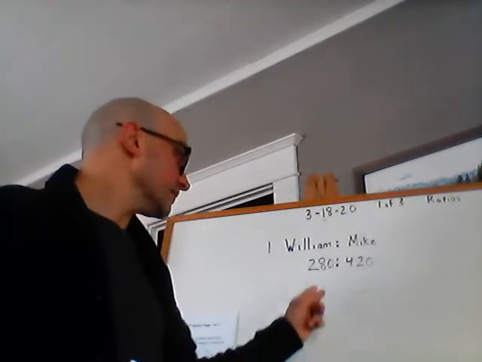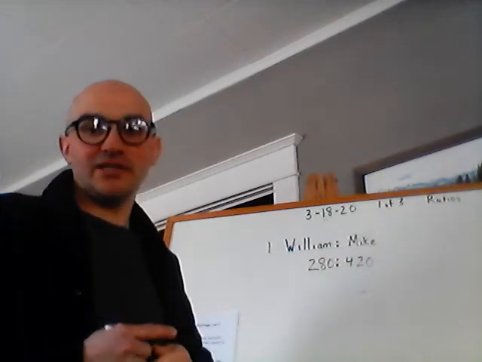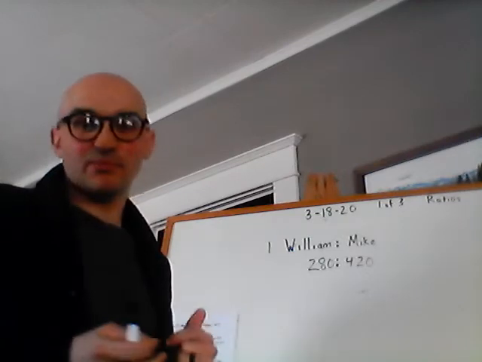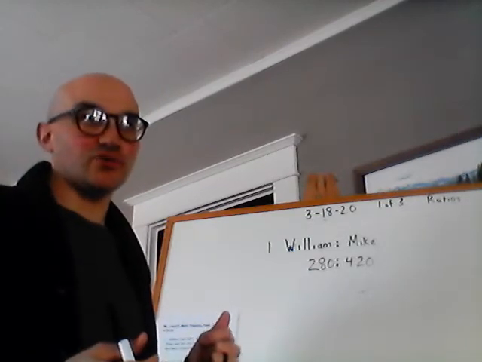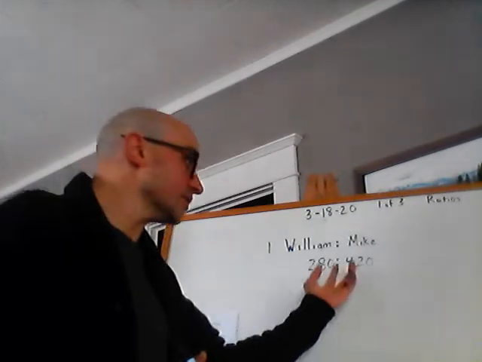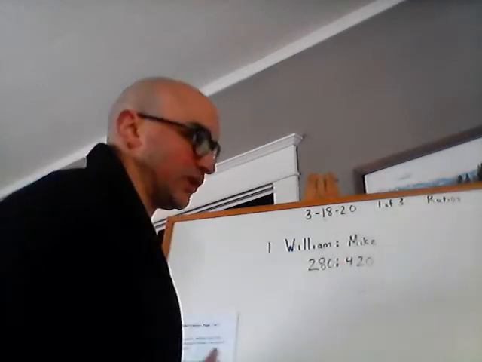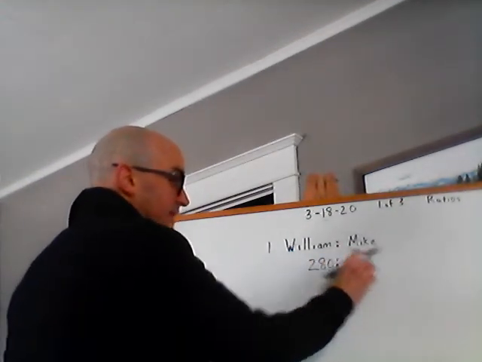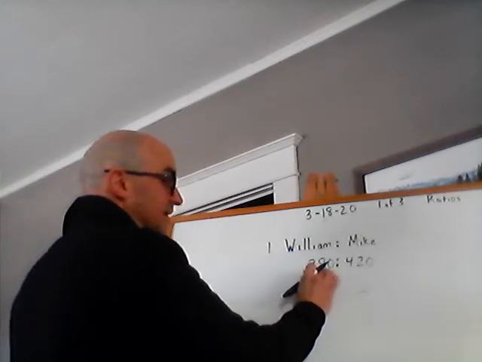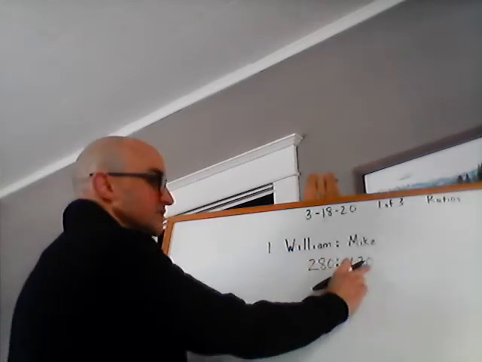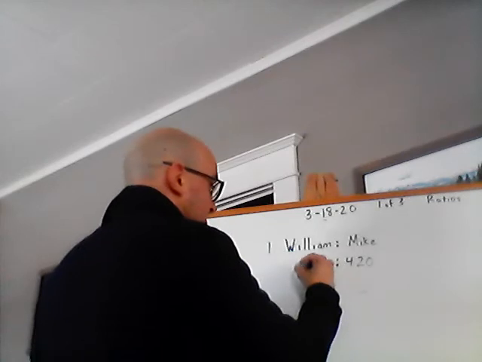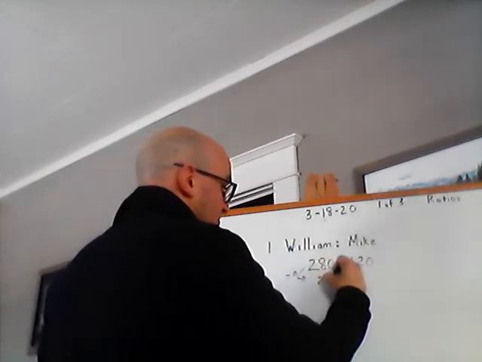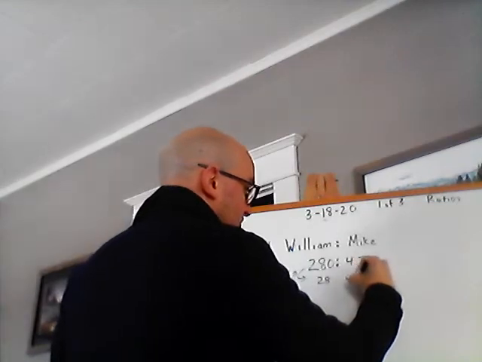So I first write it just like I had it, 280 to 420. And I'm going to do a couple things. Just like we simplify fractions, we're going to use our division operation here. These are ratios, remember, relationships. So if we do division to one side, we have to do it to the other. I'm going to first notice that each of these has a final digit of 0, which tells me they're both divisible by 10. So I'm going to divide by 10. And of course, I just get 28 to 42.